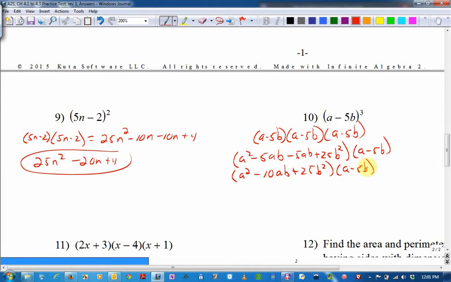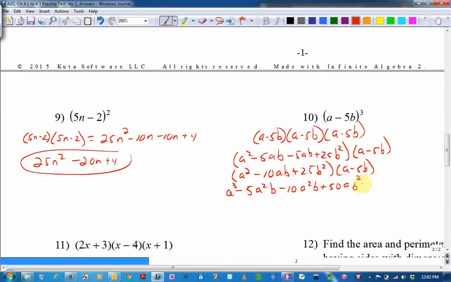So all the parts of the first parentheses times all the parts of the second. So I have a squared times a squared. That's a cubed. A squared minus 5b would be minus 5a squared b. Now let's move to the second term. A minus 10ab times a would be minus 10. Now the a times the a is a squared, and then I have b. This minus 10ab times a minus 5b would be a minus 10 times a minus 5, that's plus 50. I have a, and then I have b times the b would be b squared.